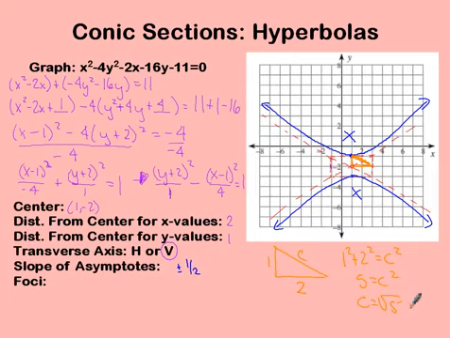So the square root of 5 is the distance from the center to each one of those foci. To write that as an ordered pair, my x value isn't going to change, so that's going to stay at positive 1. And now I've gone up the square root of 5 and down the square root of 5 from negative 2. So negative 2 plus or minus the square root of 5. And you're done.